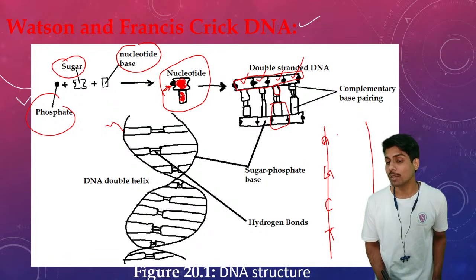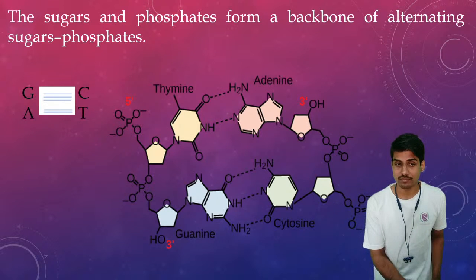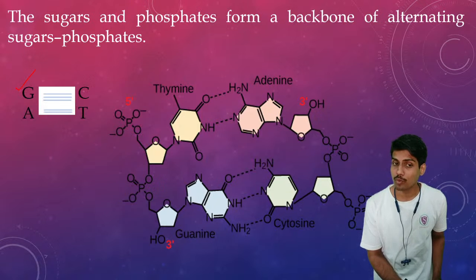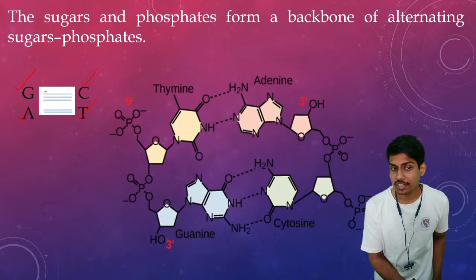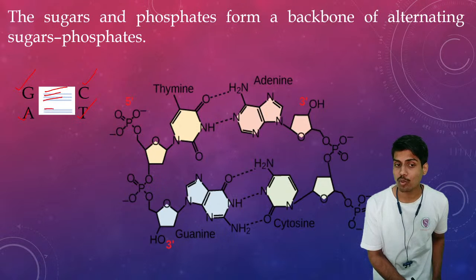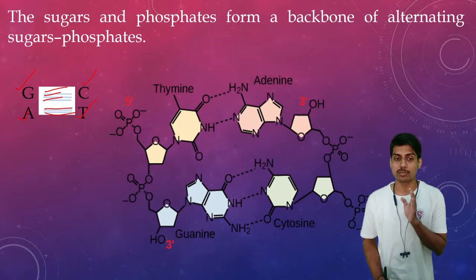What is meant by complementary base pairing? Complementary base pairing means guanine will always form a bond with cytosine. Adenine will always form a bond with thymine. And guanine will always form a triple bond with cytosine. Adenine will always form a double bond with thymine. So this is what complementary base pairing is.